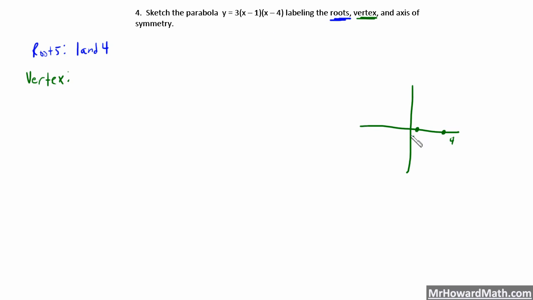We're opening upwards, so we have 1 and 4. So our axis of symmetry and the x-coordinate of our vertex is going to be halfway in between. So these are 3 apart, so it's 1.5 from either root. 1.5 from 1 would be 2.5. So x equals 2.5 or 5 over 2, right? So x equals 5 over 2 is the axis of symmetry.